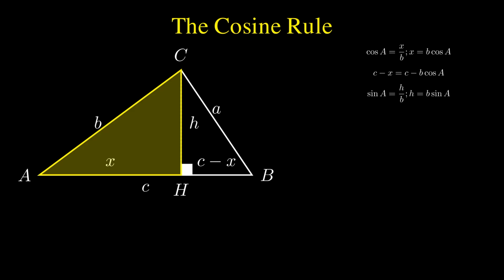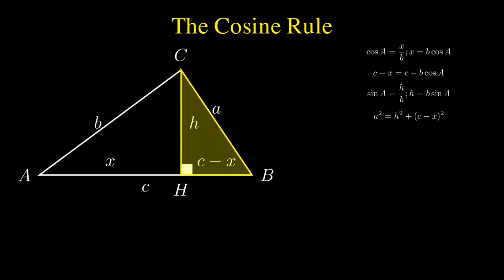Then looking at the right hand side of the triangle, we can do Pythagoras' theorem that a squared is equal to h squared plus c minus x all squared. However, we have just created new terms for h and c minus x. So substituting that in, we have that a squared is equal to b squared sine squared A plus c minus b cosine A all squared. Multiplying that out, we've got a squared is equal to b squared sine squared A plus c squared minus 2bc cosine A plus b squared cosine squared A.